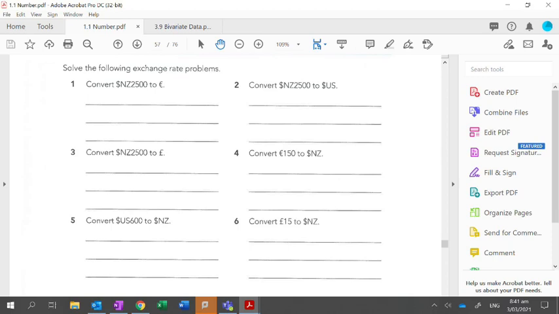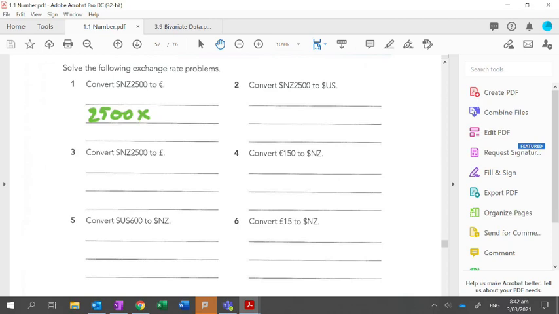We're going from New Zealand dollars to euros. Well, New Zealand dollars is my 1. So if I'm converting out of New Zealand dollars, or from New Zealand dollars, in order to do that, I'm going to need to what? Multiply. So how many New Zealand dollars do I have? 2,500. Yes? Times.